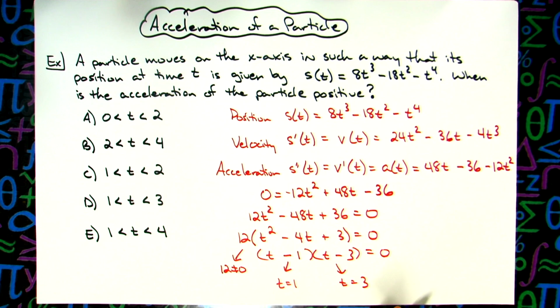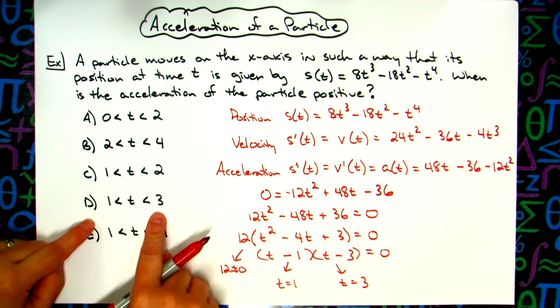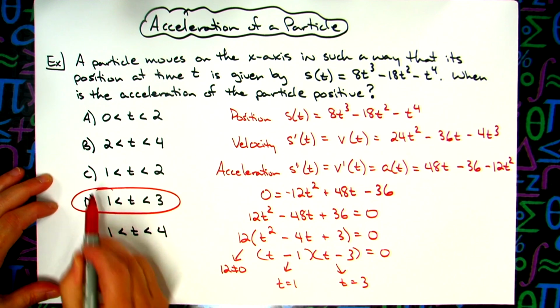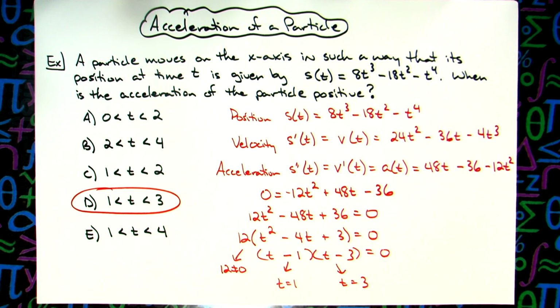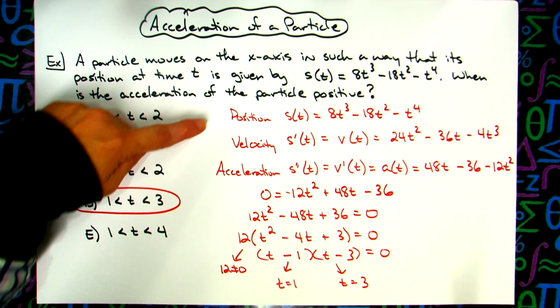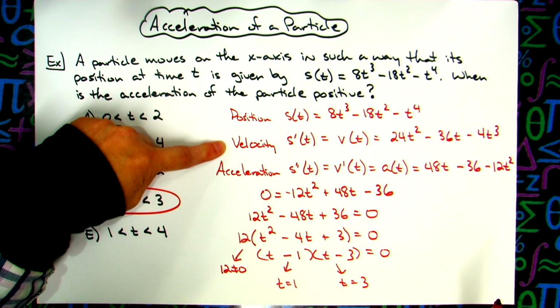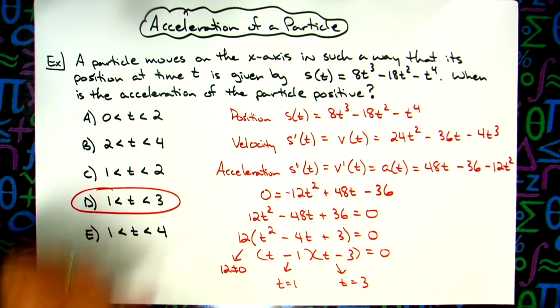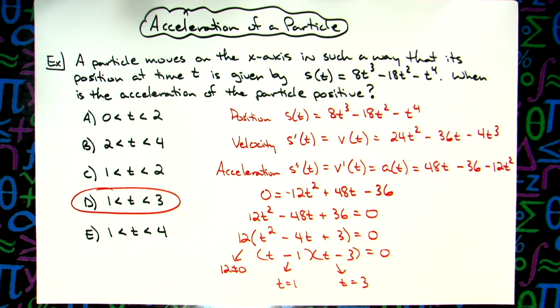So this tells me that the acceleration of my particle is going to be positive in between the time of 1 and 3, and that makes D the correct answer. So a pretty straightforward question, as long as you know the relationship between your position function, your velocity function, and your acceleration function. Definitely something that you would encounter in your beginning Calc 1 class.